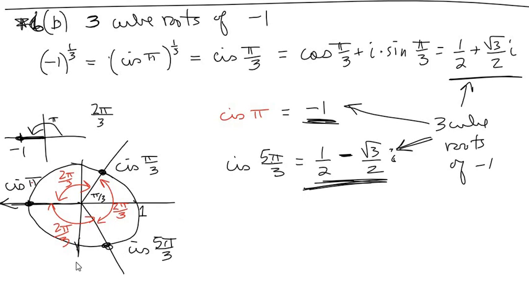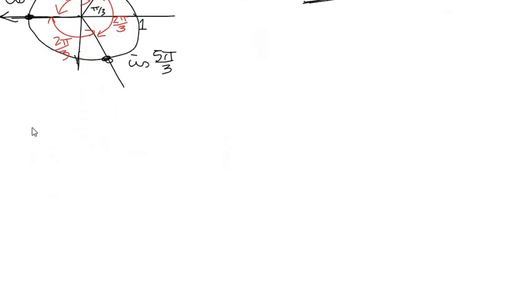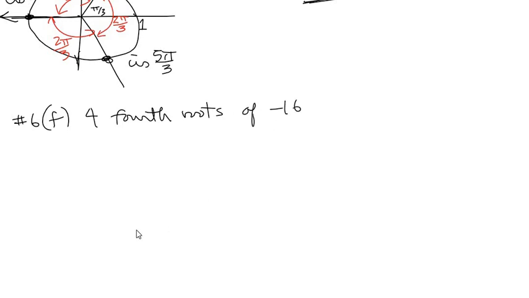All right, let's do one more of those. Why don't we do the 4 fourth roots of -16? So this is number 6F. We're looking for the 4 fourth roots of -16. All right, so that means we're raising -16 to the 1/4 power, right? The 1/4 power is the same thing as taking a fourth root.